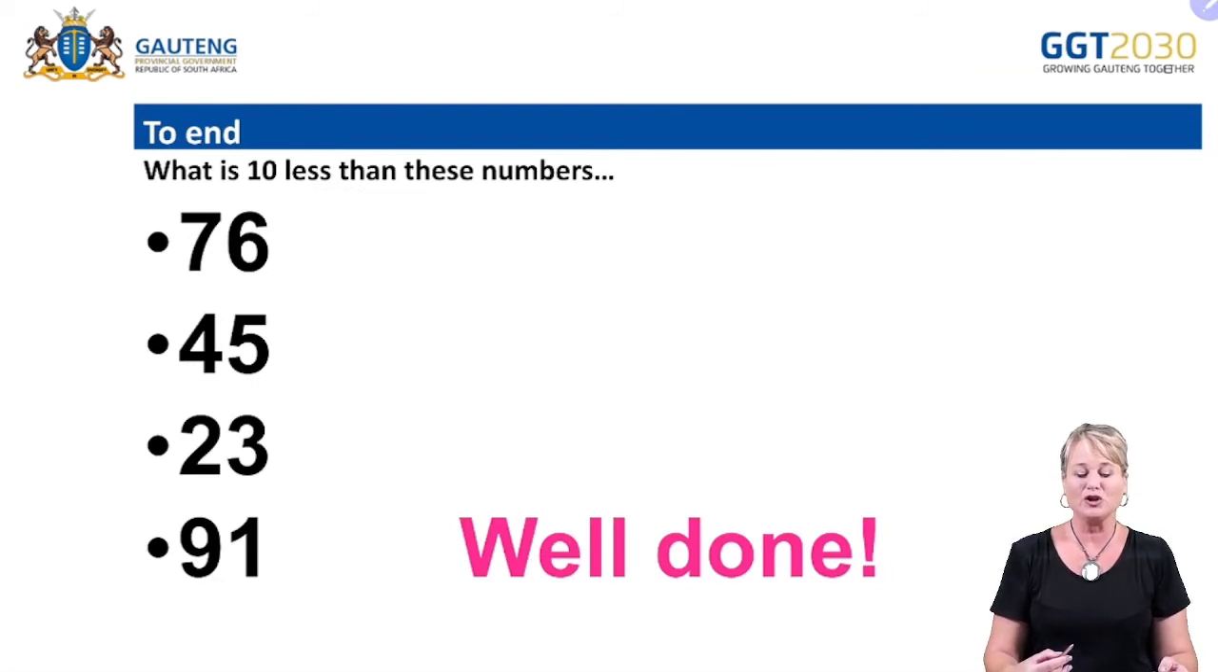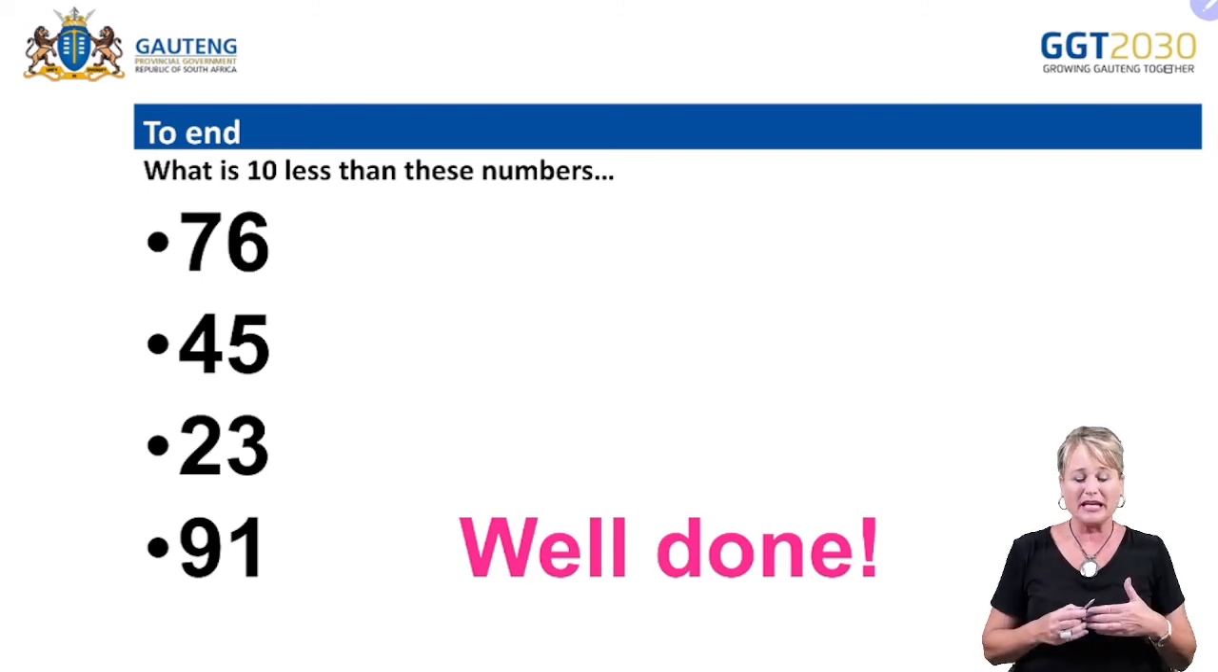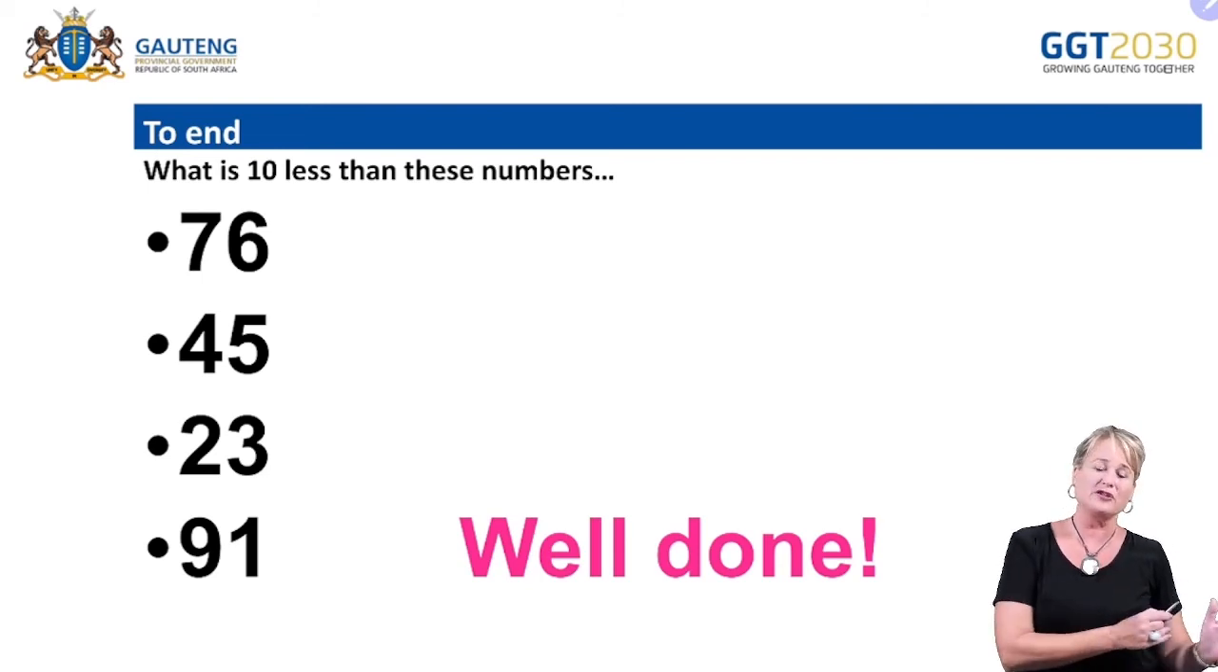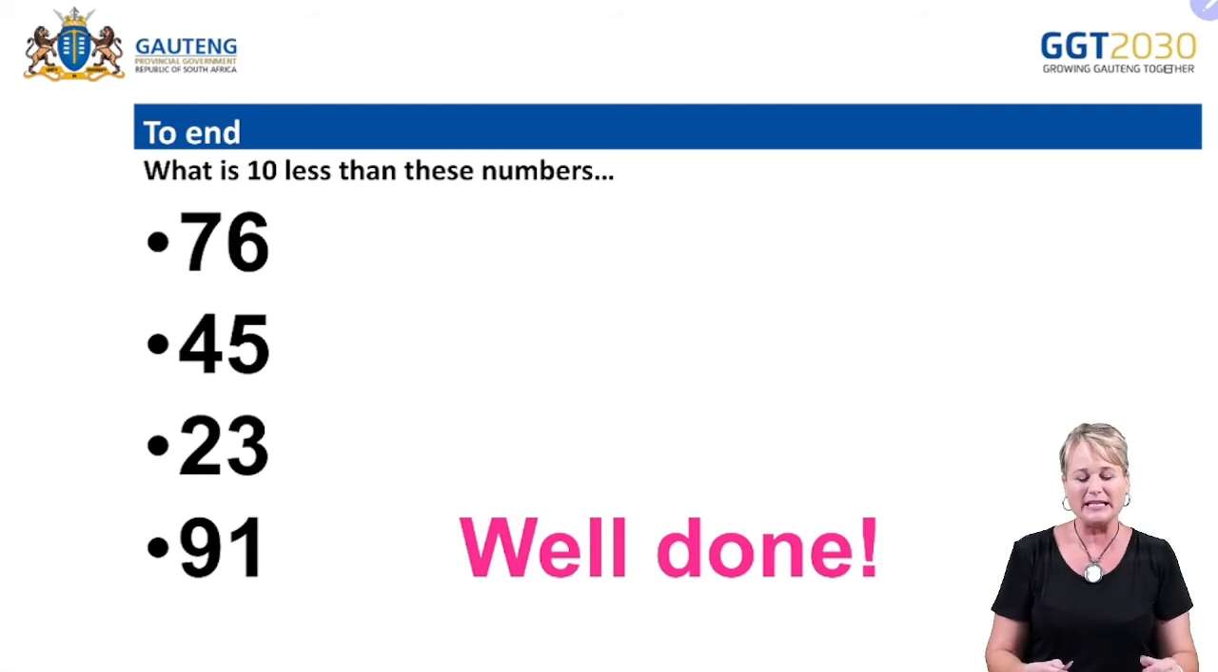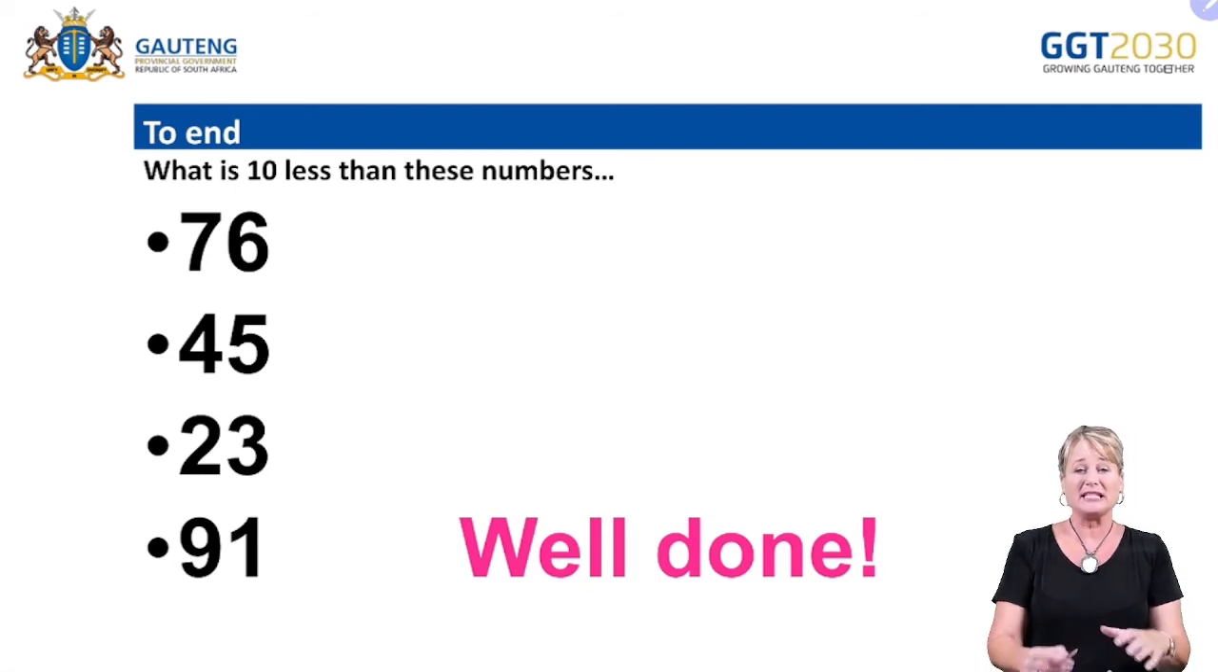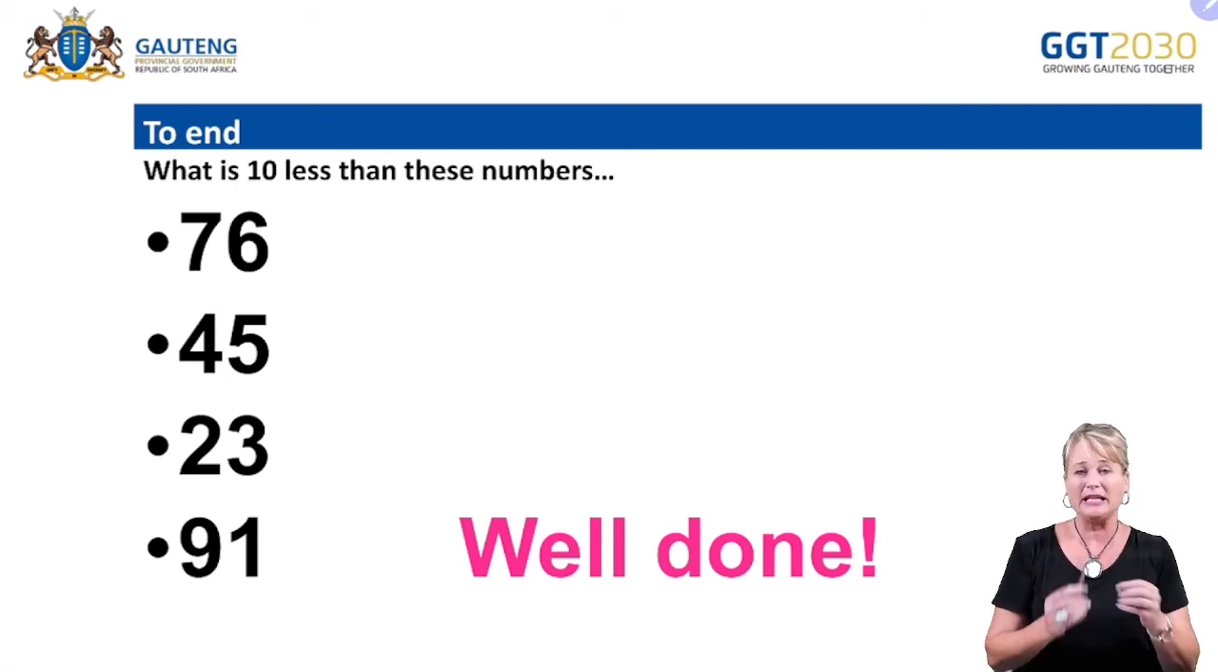Now we're going to do what is 10 less than these numbers. So now we are taking away, or we're giving to somebody else, or maybe we are eating them. So we've got 76 Smarties. We quickly eat 10. What are we left with? We are left with 66. Now we've got 45 Smarties, and we have to say what is 10 less than that? 35. So we're just counting down in tens.